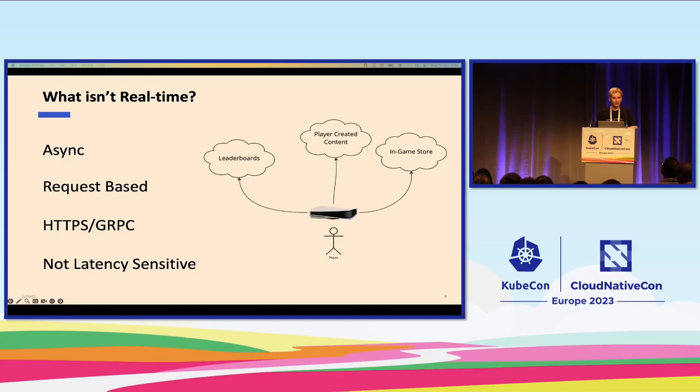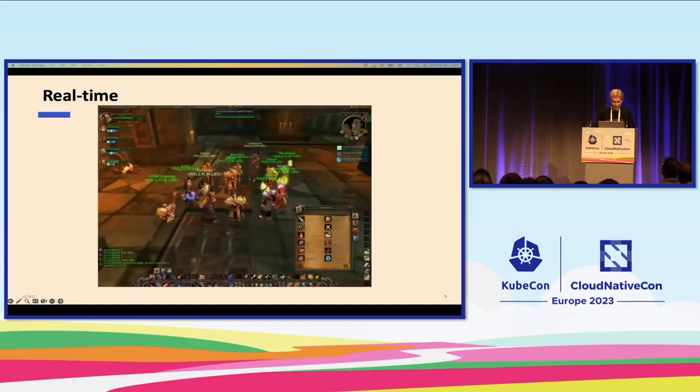So if that is what isn't real time, what is real time? Real time is something like this. It's when you've got a group of players all playing together in the same kind of physical or virtual space, if you like. In this example, we've got a load of players in classic World of Warcraft who are all gathered at their PCs. They've connected together. They're playing with each other, except for Leroy, who is finding chicken.